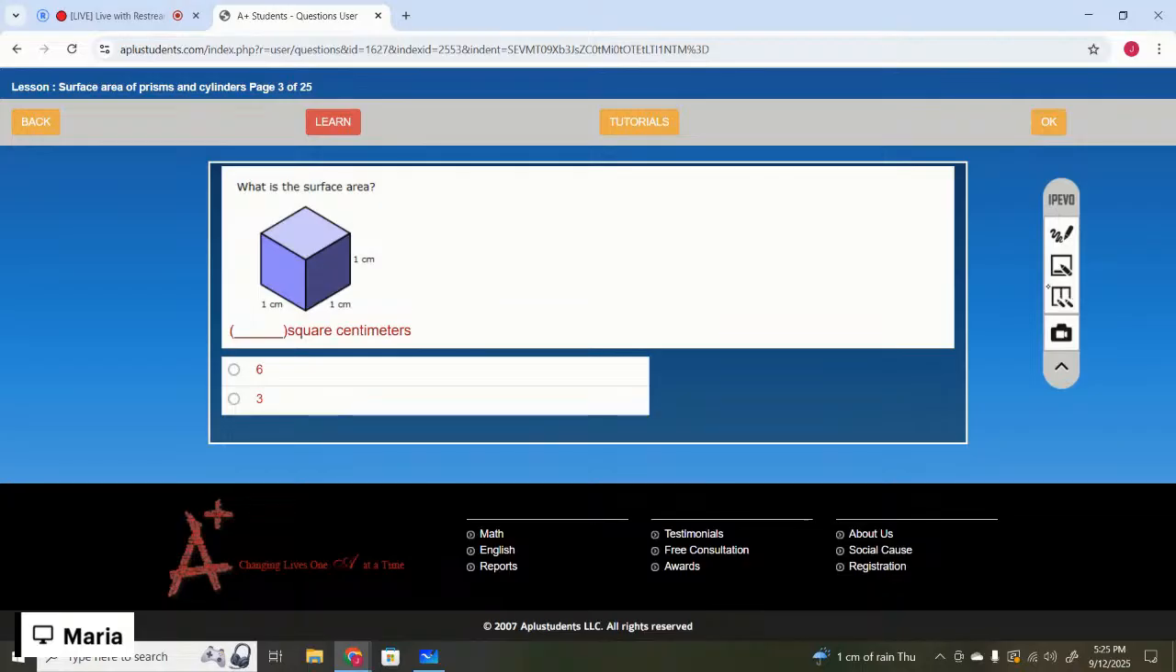So the surface area is 6. For one face it is 1 times 1 is 1, and for the 6 faces it is 6 times 1.